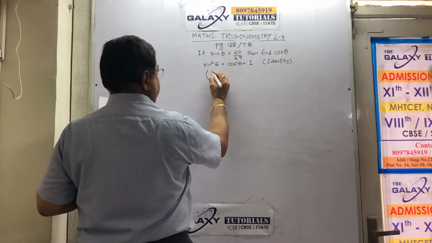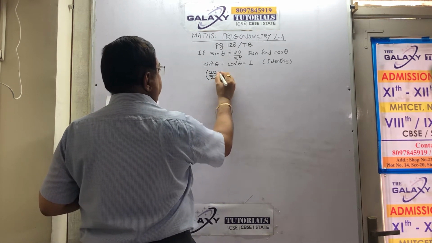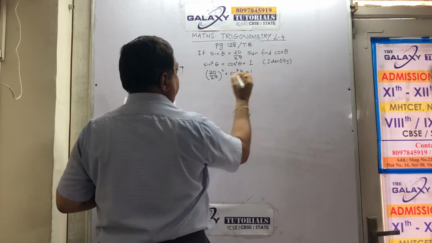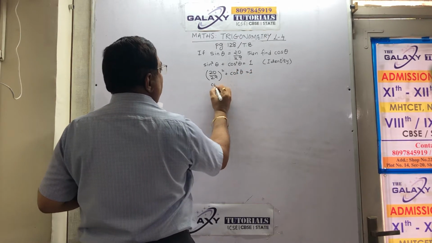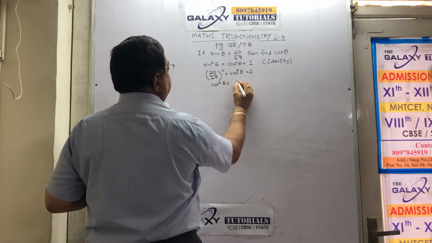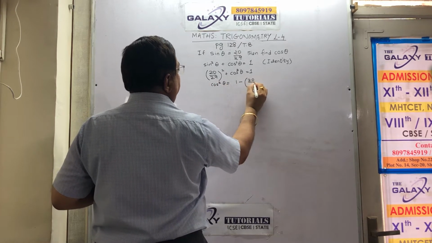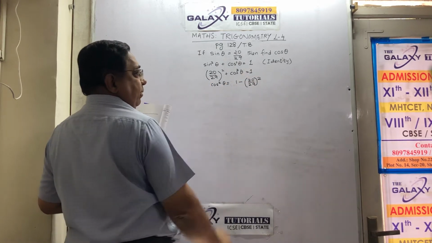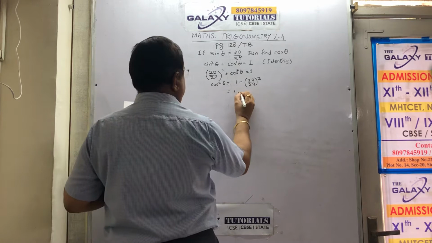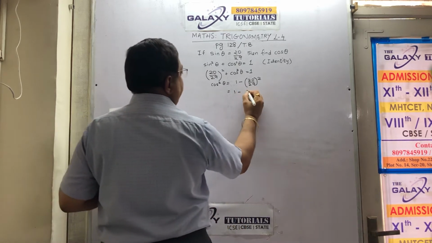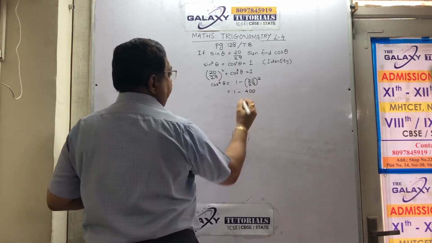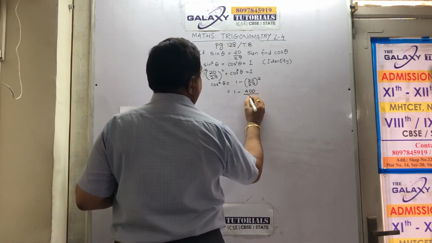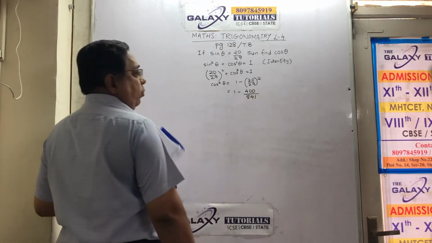Now put the value of sine given, square it, plus cos square theta is 1. Changing the sides, cos square theta is 1 minus 20 upon 29 square. This I have taken on this side. Now 1 minus 20 square, 20 into 20 is 400, and 29 square is 841. 29 multiplied by 29.